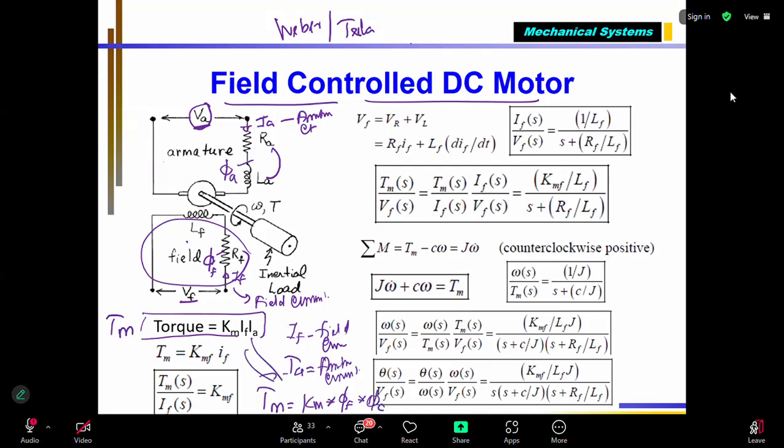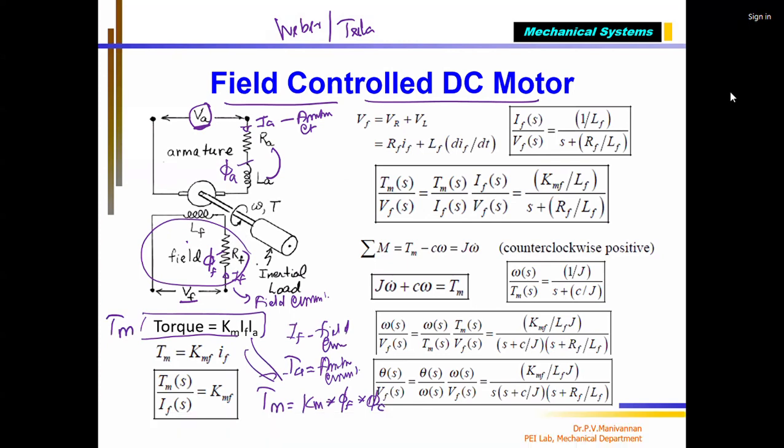This can be written like this also. We know that the current flowing IF equals VF divided by RF. Similarly, IA equals VA divided by RA. Okay, so now if I vary, the armature coil is already made, the field coil is made, so the resistances RF and RA are already fixed. RA is fixed. What am I varying?